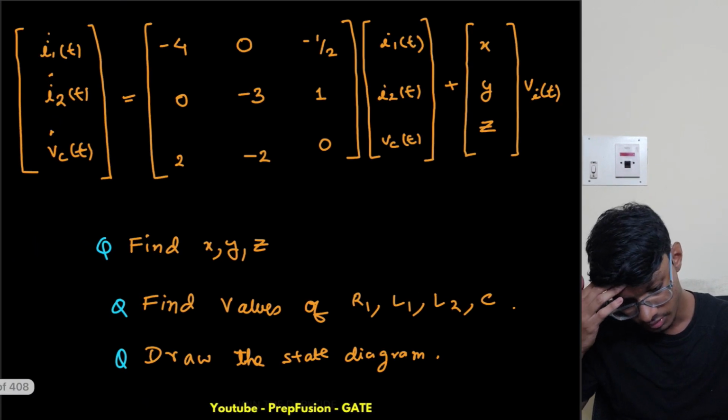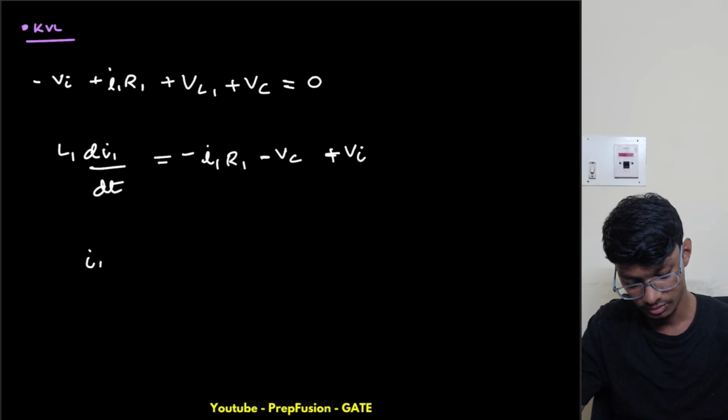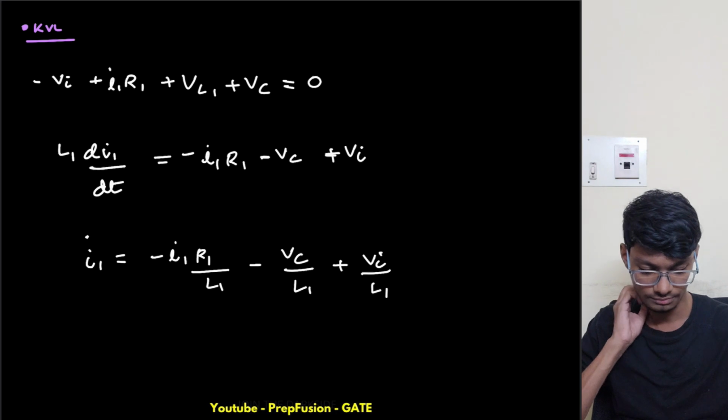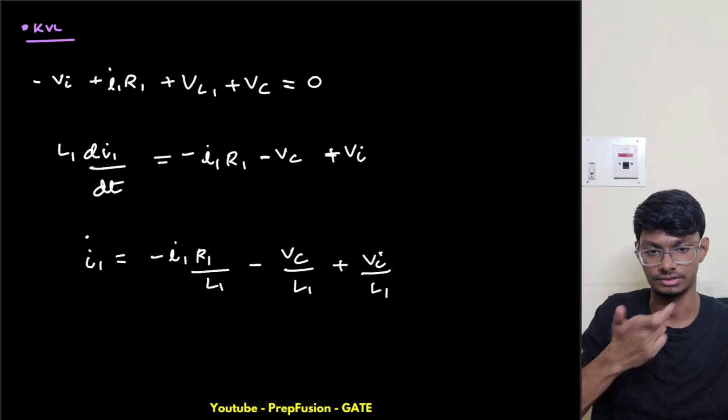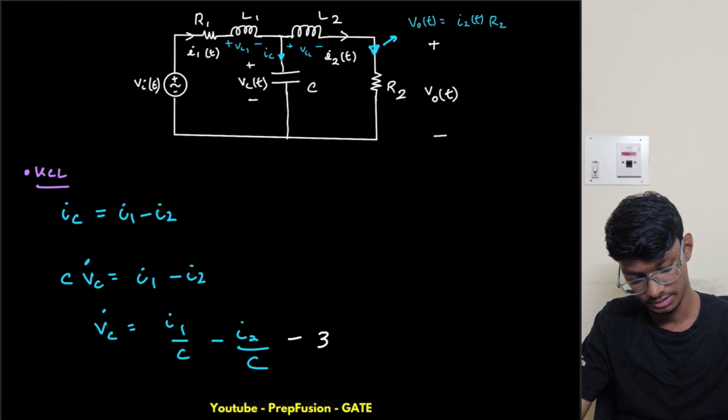I will divide by L1, and this is I1 dot only. So this is I1 dot equals minus I1 R1 by L1 minus VC by L1 plus VI by L1. This is my first equation basically for the state space. Let me name this as 1. This will be my third equation basically.